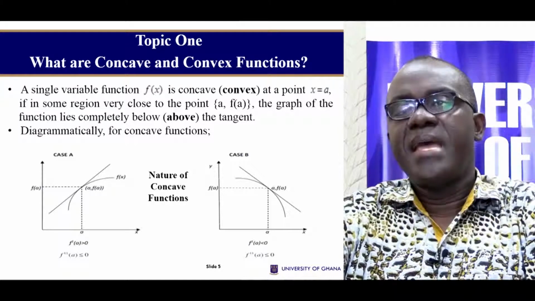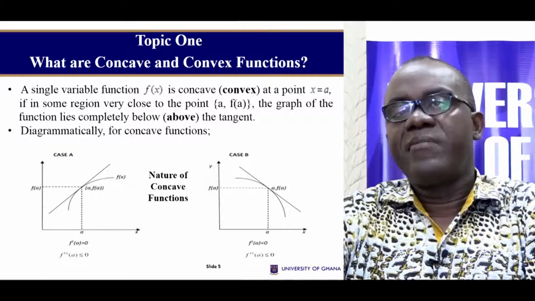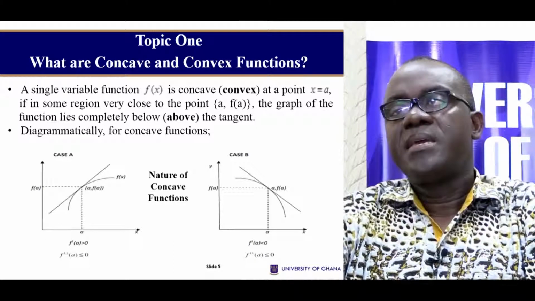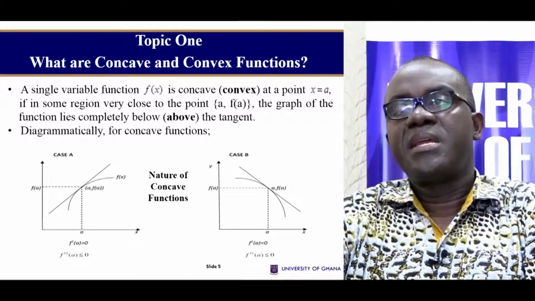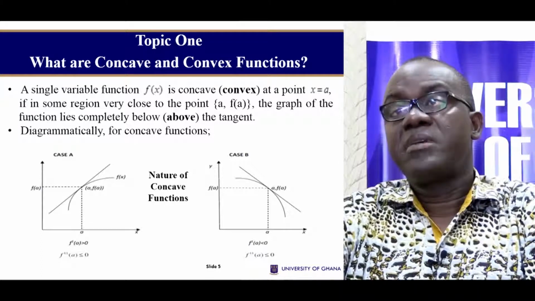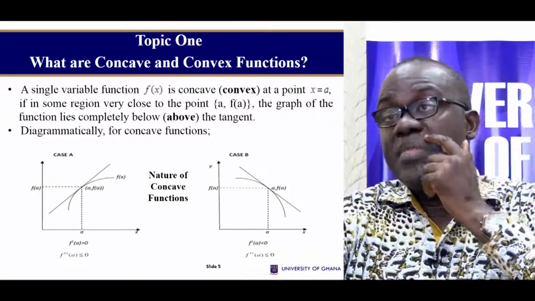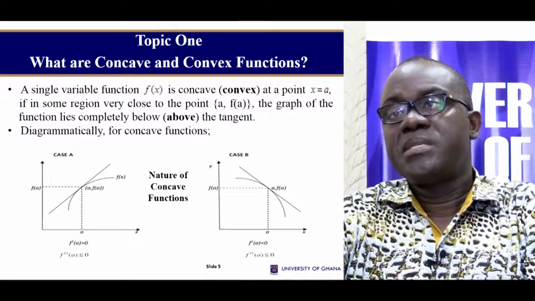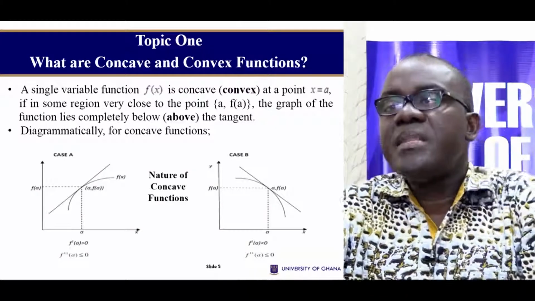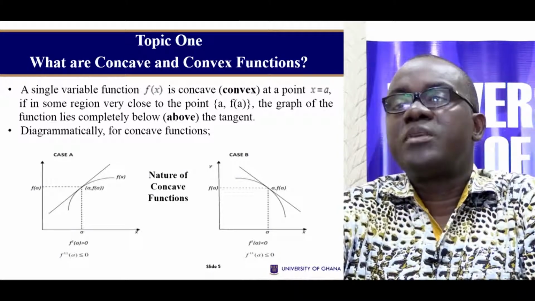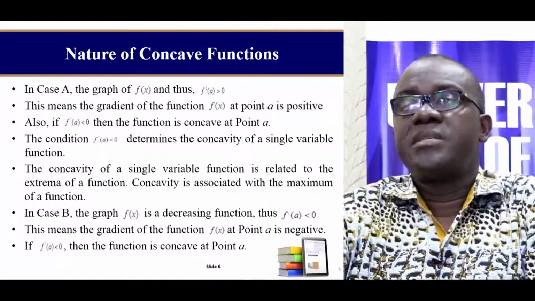So what you see over here is that in this case the tangent is above and the graph is increasing here. Here the tangent is again above and then the graph is over here. What you see is that in this situation the graph is an increasing function. Here is a decreasing function. But in both situations you can see that the tangent is above the function itself. So we look at this one as a concave function.